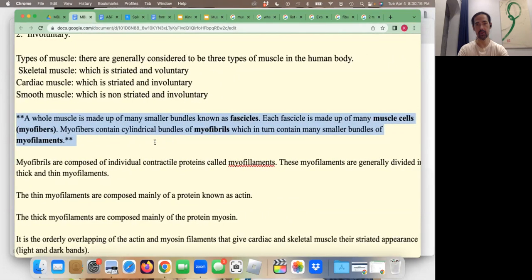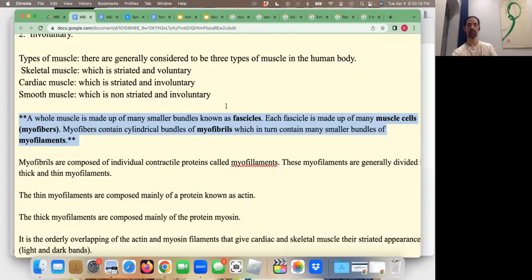A whole muscle is made up of many smaller bundles known as fascicles. So a muscle is made of fascicles. Each fascicle is made up of muscle cells or myofibers, which contain myofibrils, which contain myofilaments. And the myofilaments are made up of actin and myosin. So the myofilaments actually make up the sarcomere.